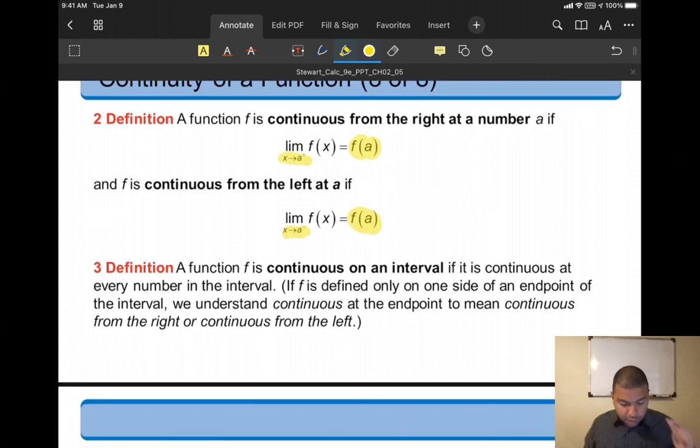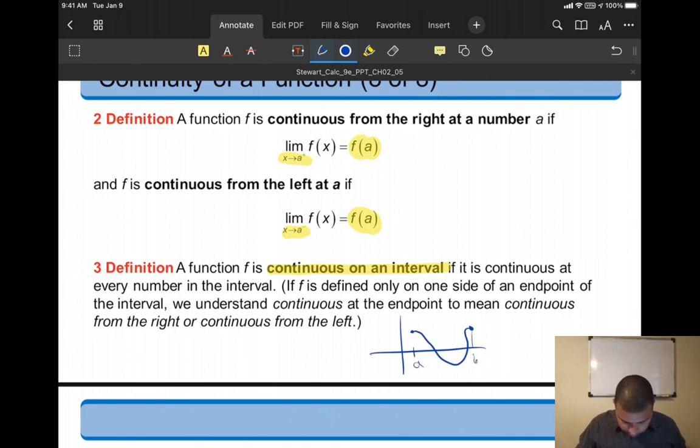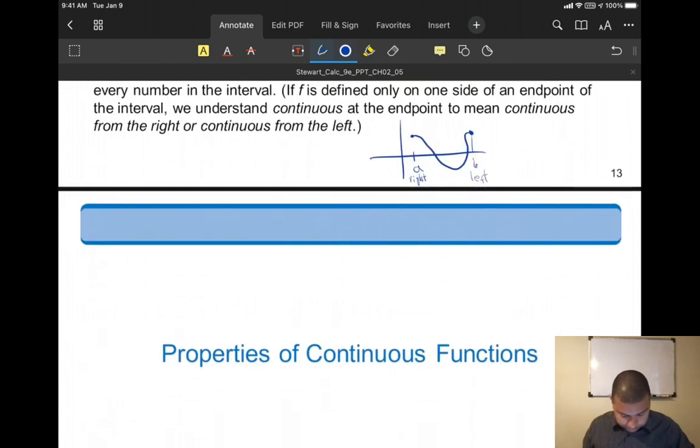We say f is continuous on an interval. So let's say something like this would be continuous on an interval if it's continuous everywhere, but here we're only allowed at the beginning, right? We need right continuity. And here we need left continuity because f is not defined to the right of b, so we can only talk about left continuity. But that's not a major issue. We're going to see more and more examples of that.